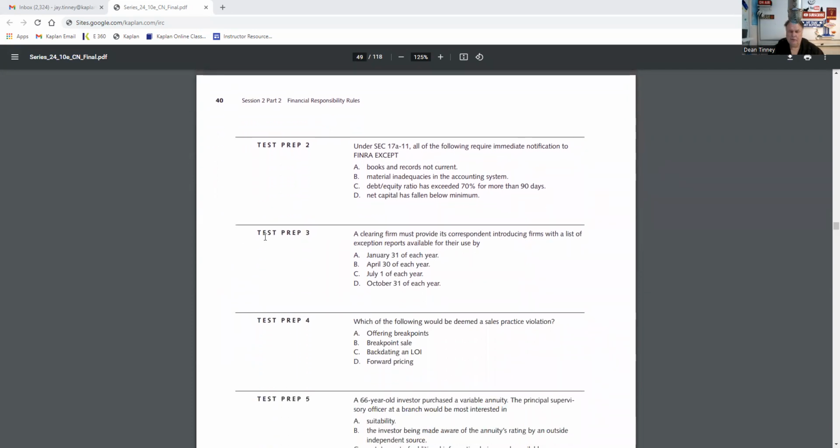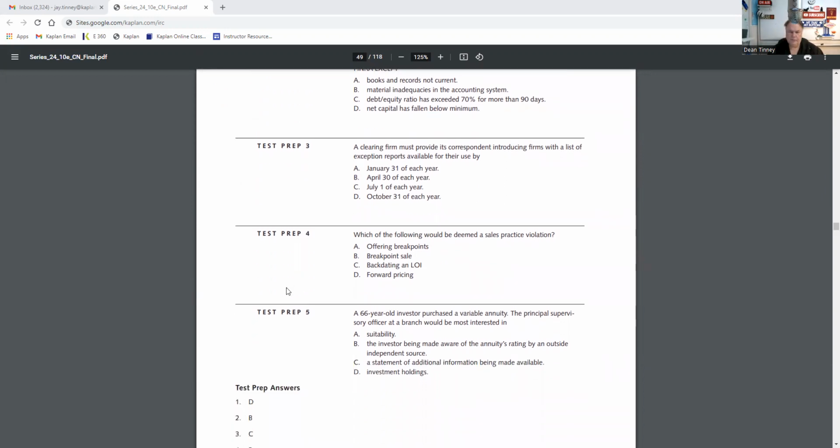Test prep 2: Under 17A-11, all the following require immediate notification to FINRA except. Now, I should know that C and D do, because C and D are violations of net capital. That's the most egregious sin you could make. So I should definitely know C and D. It's an except question, so now I have a 50-50. I've got to decide what's more important, books and records or material inadequacy. It's going to be books and records, because you might be in violation of net capital. So the answer here is an except, B. B is not immediately, right? B is 24 hours. So the answer to test prep 2 is B as in boy.